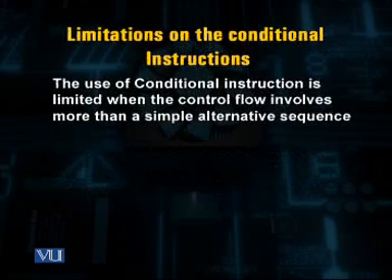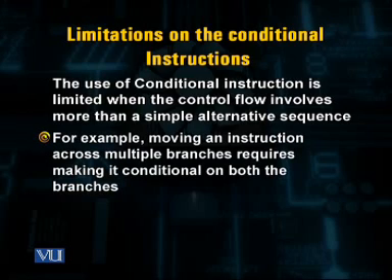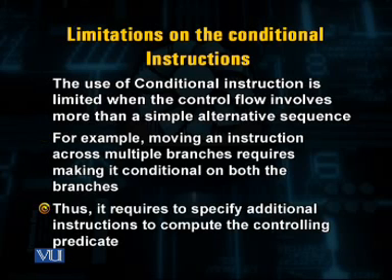Furthermore, the use of conditional instructions is limited when the control flow involves more than a simple alternative sequence. For example, moving instructions across multiple branches requires making them conditional on both the branches. So this means that the branching is to be made on both. Thus, it requires specifying additional instructions to compute the controlling predicate.